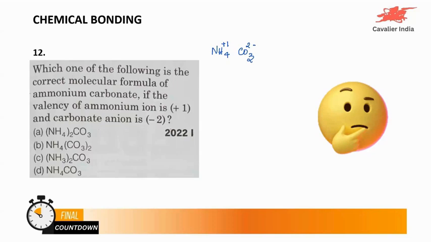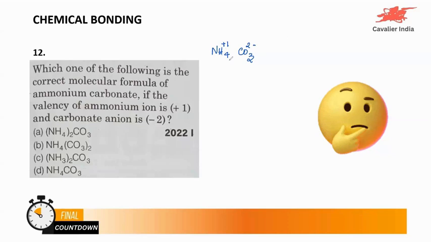Which is the right answer? Which is the correct molecular formula for ammonium carbonate? Anyone having an answer for this particular question? Okay, someone has given the answer. (NH4)2CO3. Is it right? We can just check it, okay? Option A. We'll check what is the right answer.